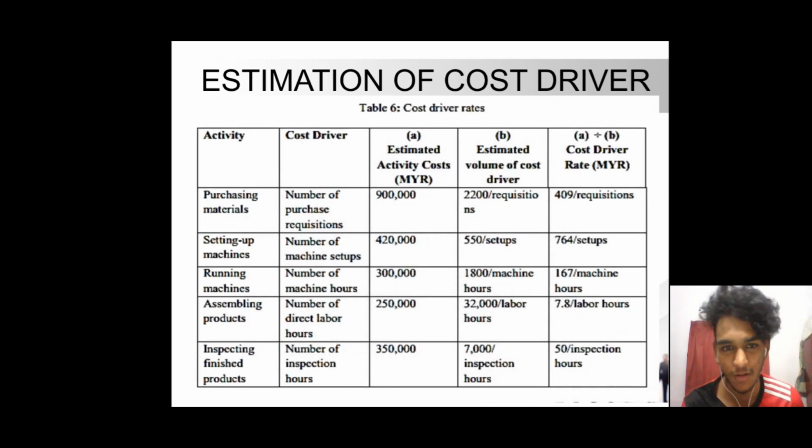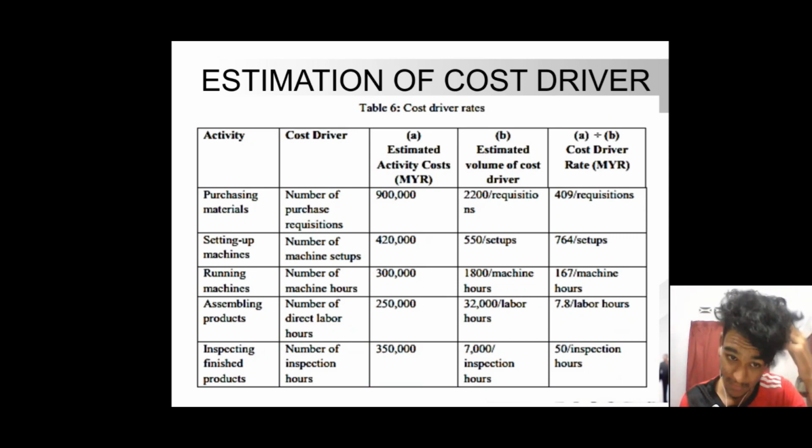I will be teaching you estimation of cost drivers and allocating overhead costs to each product. So first of all, how do you find cost driver rates? It is by using the estimated activity cost divided by the estimated volume of each cost driver. After you find all of the cost drivers for each activity, you just use the estimated activity cost divided by the estimated volume of cost drivers, and that's how you get the cost driver rates.